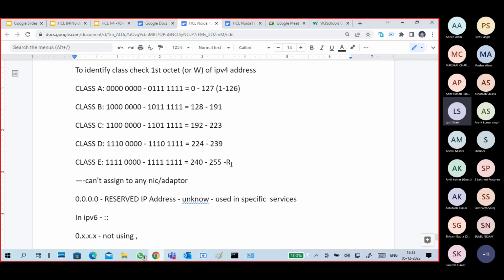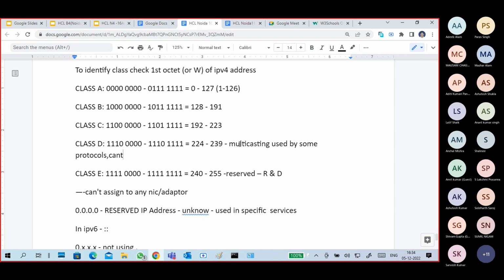Guys, in this one, the class E we don't use it. It is reserved. And some people say it is for R&D purposes. We don't use it. Class D is multicast. Multicasting purpose. Used by some different protocols. Cannot assign it, not assigned to a NIC.